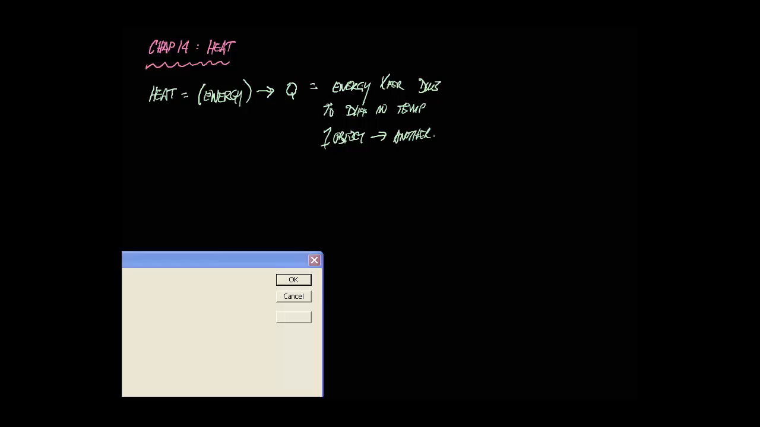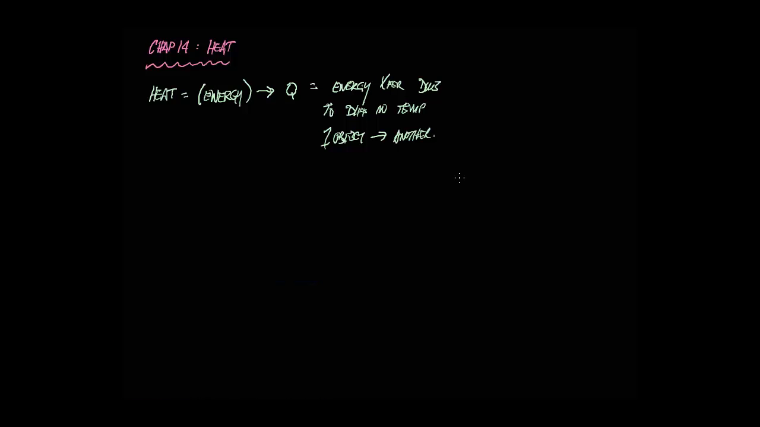Now, which direction does heat flow? Heat always goes from the hotter or higher temperature to the colder. So that is the direction of heat flow. Okay? Fluids go from higher pressure to lower pressure. Heat energy will go from the hotter or warmer object to the colder one. Okay?